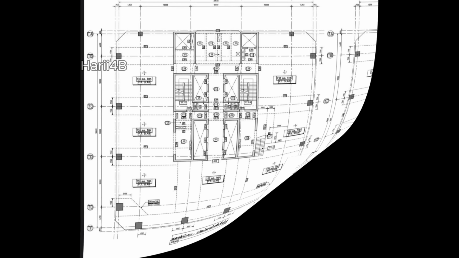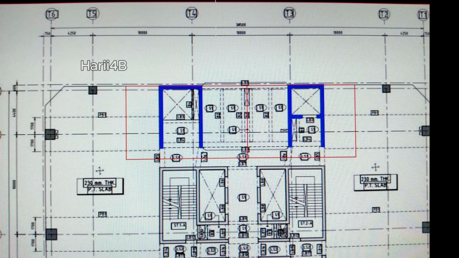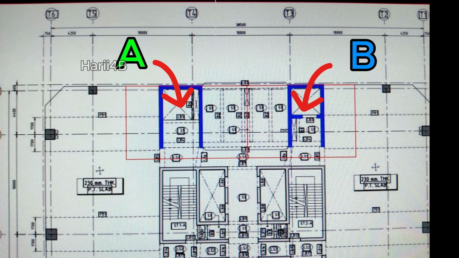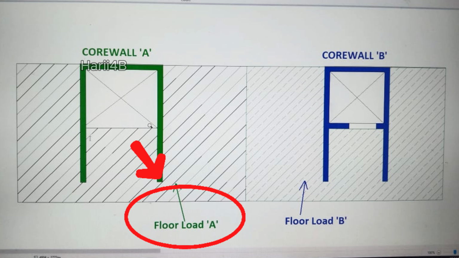Have a look at this building's floor framing. Let's focus on the core walls at the upper part of the plan. Let's label these core walls as core wall A and core wall B. Focusing further, we have plotted roughly the tributary floor areas that are being carried by each core wall.